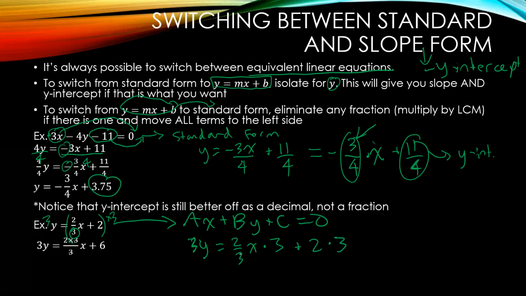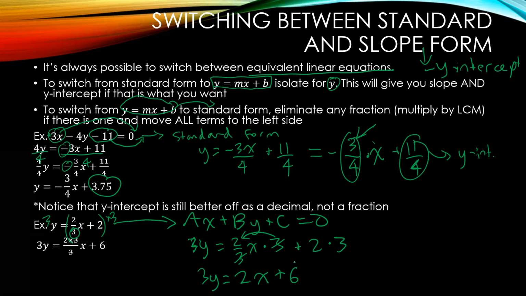I'm going to notice that the 3's will actually cancel each other out. They cross cancel. And if you're not sure about cross canceling, I know some of you are not as familiar with it or you don't like it, you can always just multiply like normal, right? We take 2 times 3, which is 6, and 6 divided by 3 ends up giving us 2 in the end. So then we end up with 3y is equal to 2x plus 6. And now we are almost done.